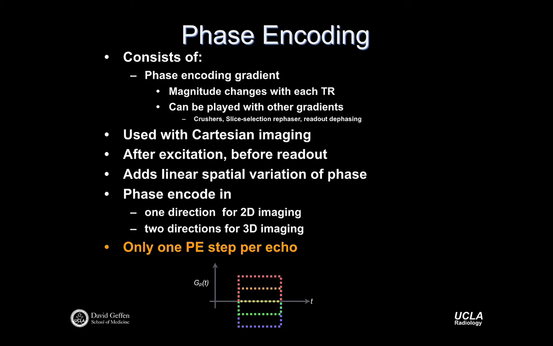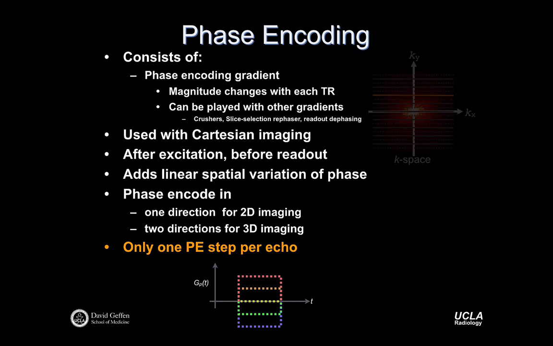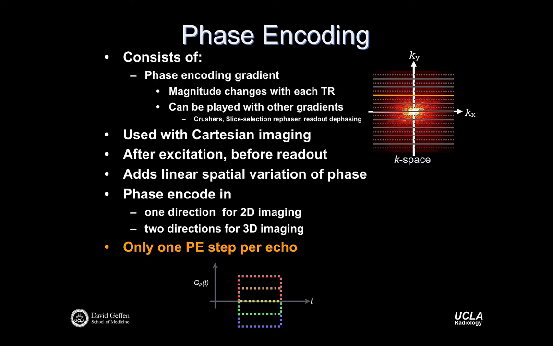In principle, there's only one phase encoding step per echo. We're going to excite, encode some information in that echo, record it, and then repeat that process with as many phase encoding steps as we need to get all of the lines of k-space that are relevant for us. A single phase encoding step is going to allow us to acquire, for example, the orange line that's shown here. So we can manipulate that phase encoding gradient to capture the other lines.